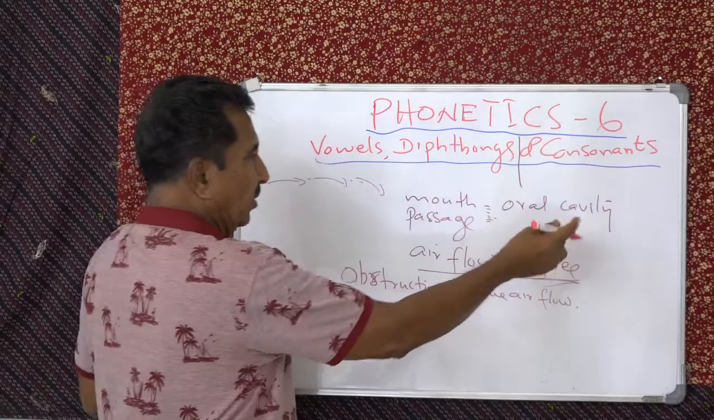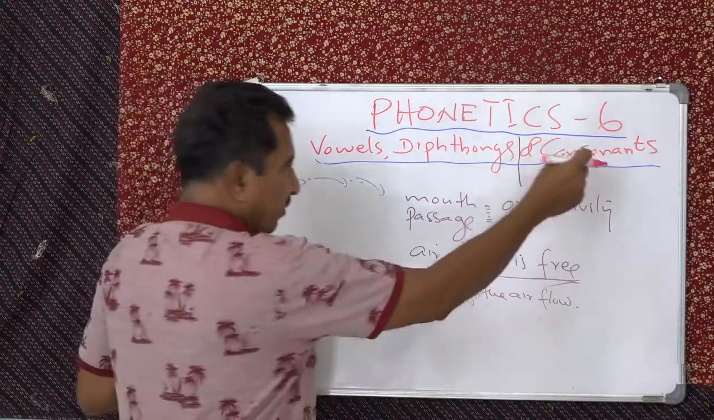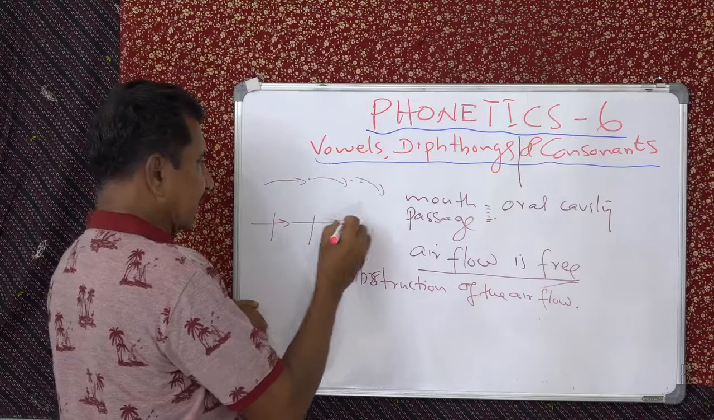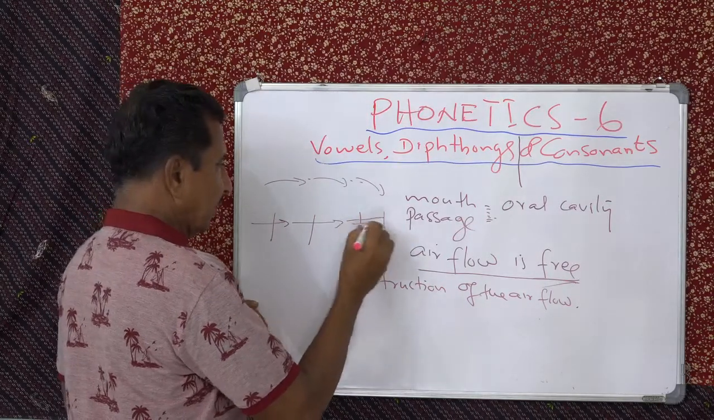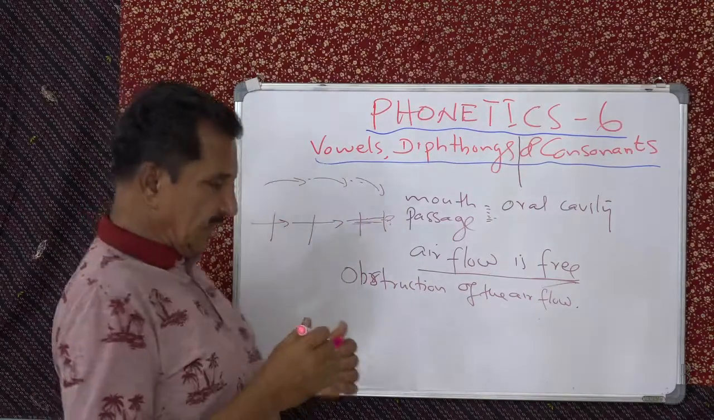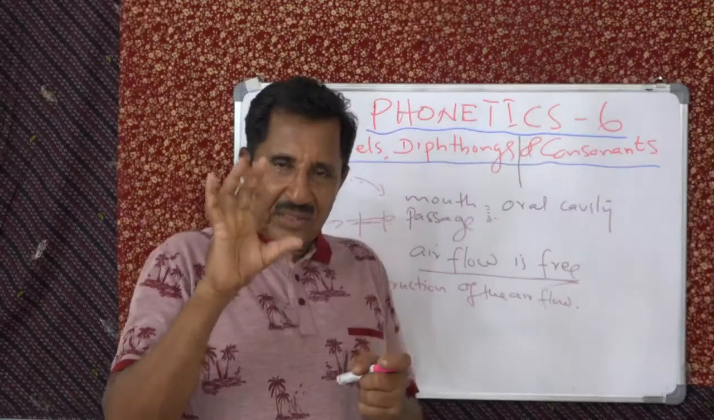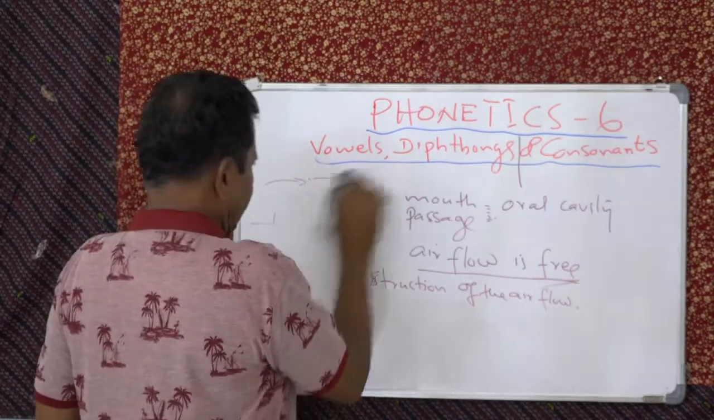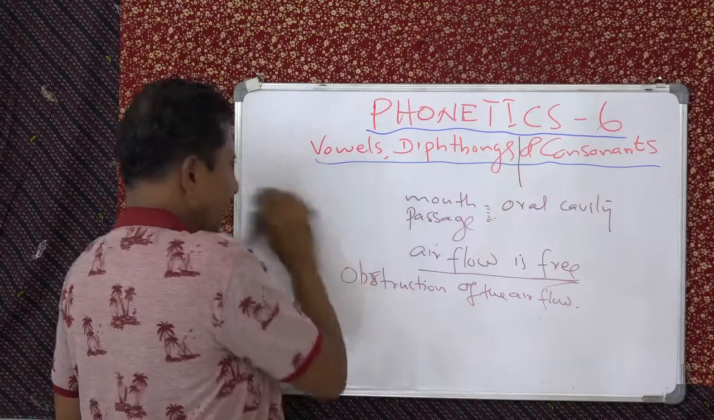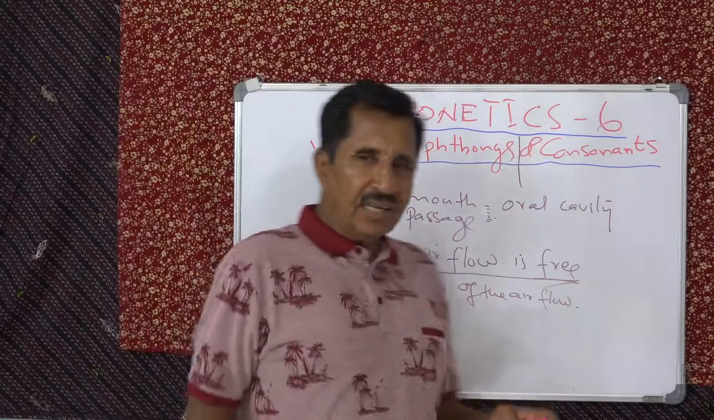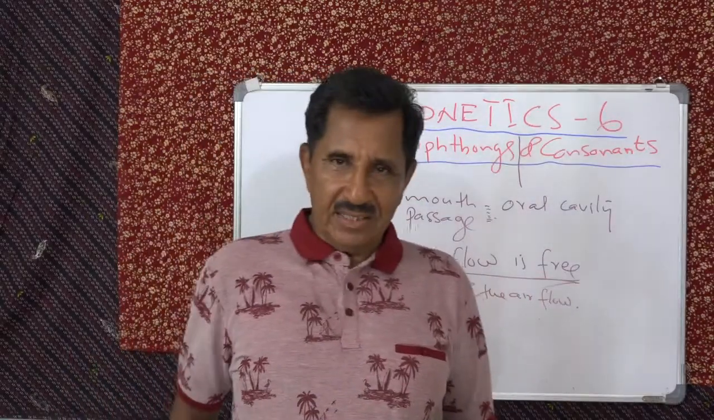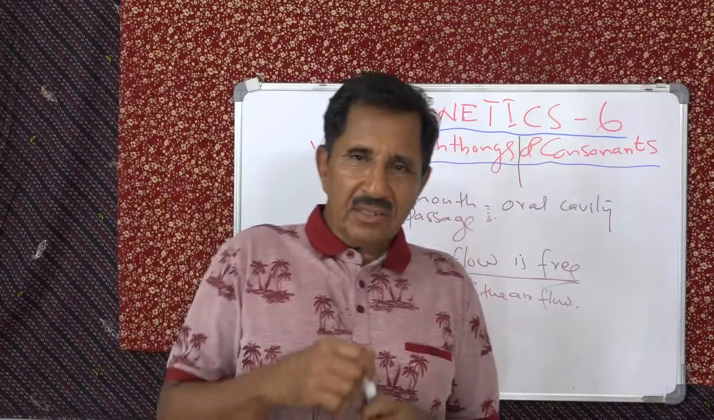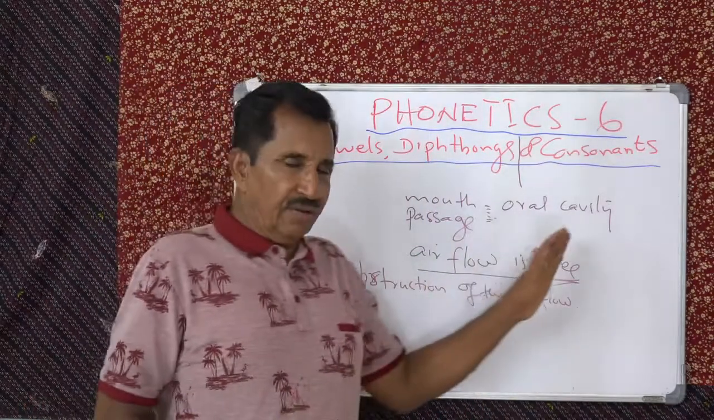But when you come to the production of consonants, what happens is, suppose this is the airflow, then somewhere it is cut, or sometimes it is narrow. Either the passage is narrowed, or it is blocked. Understand? Blocking and narrowing. Actually, these are the two actions that the oral cavity does. The mouth passage is known as the oral cavity.